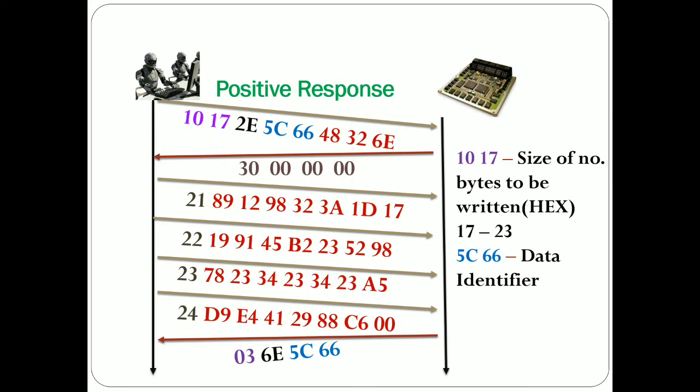Then 5C 66 is the data identifier to be written. Then 2E is the service ID, as you are very aware, I guess. Then 30 00 00 00 is the flow control.